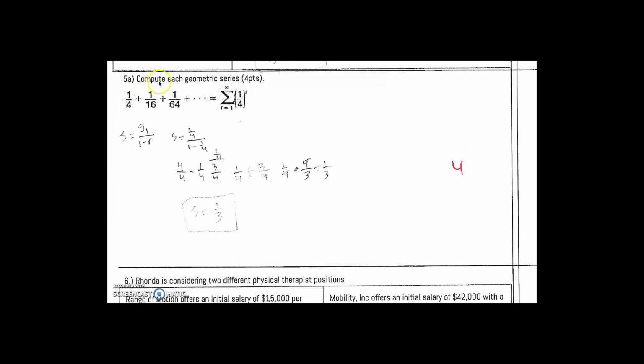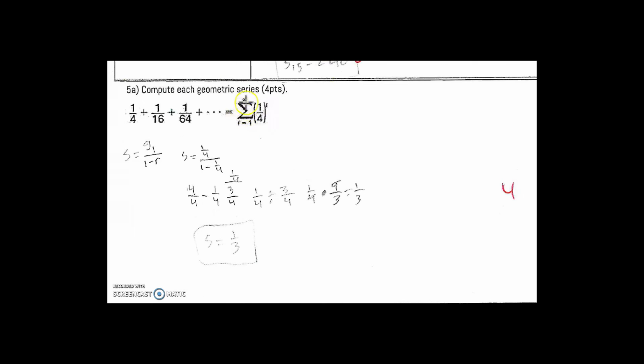Question number 5a says compute each geometric series. Okay, so the question is finite or infinite. It has the summation notation, a little bit blurry. Let me see if I can zoom in here. This basically says a summation, meaning adding. And you know it's geometric because it tells you, and then right here, 1/4 is your ratio. There it says i equals 1, and then there's the infinite.